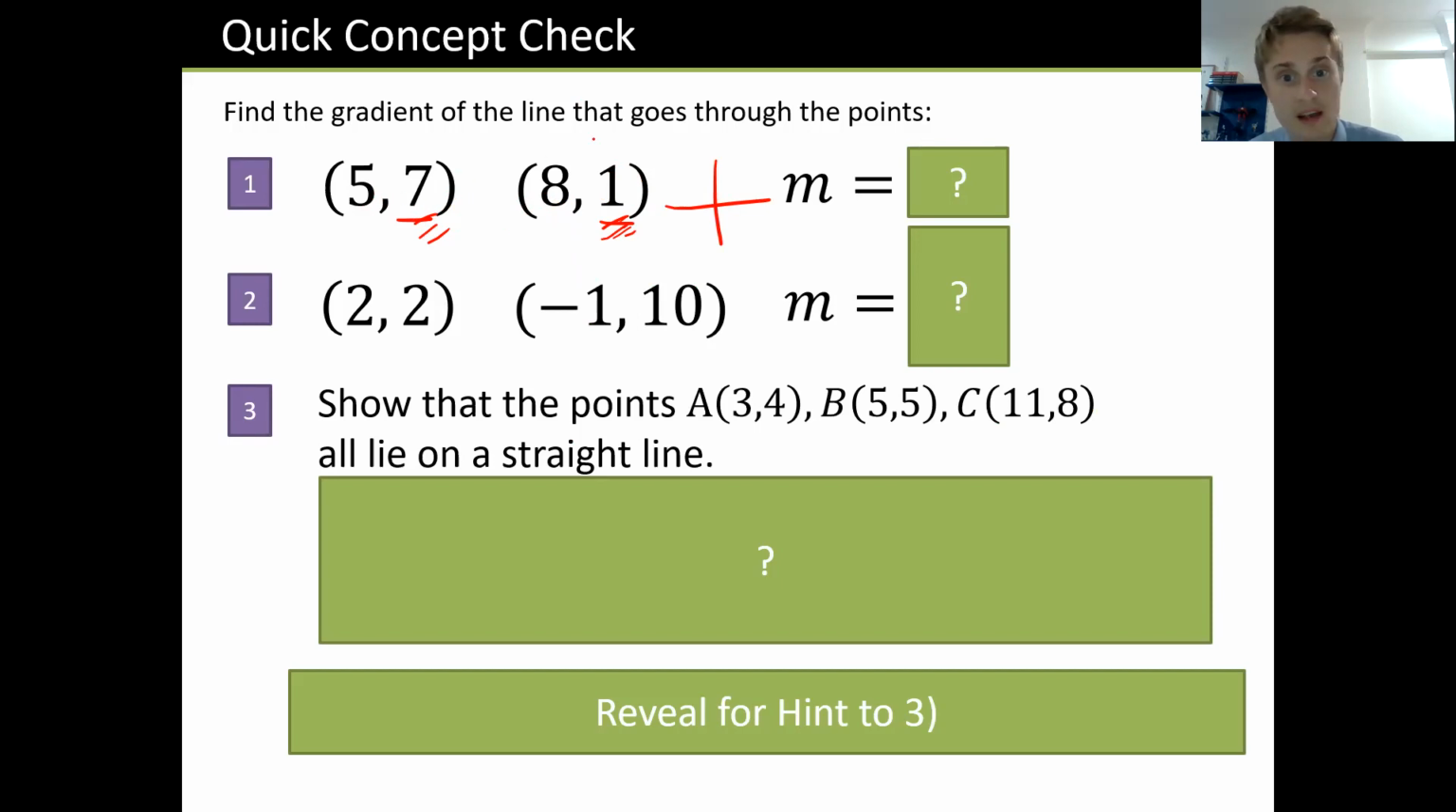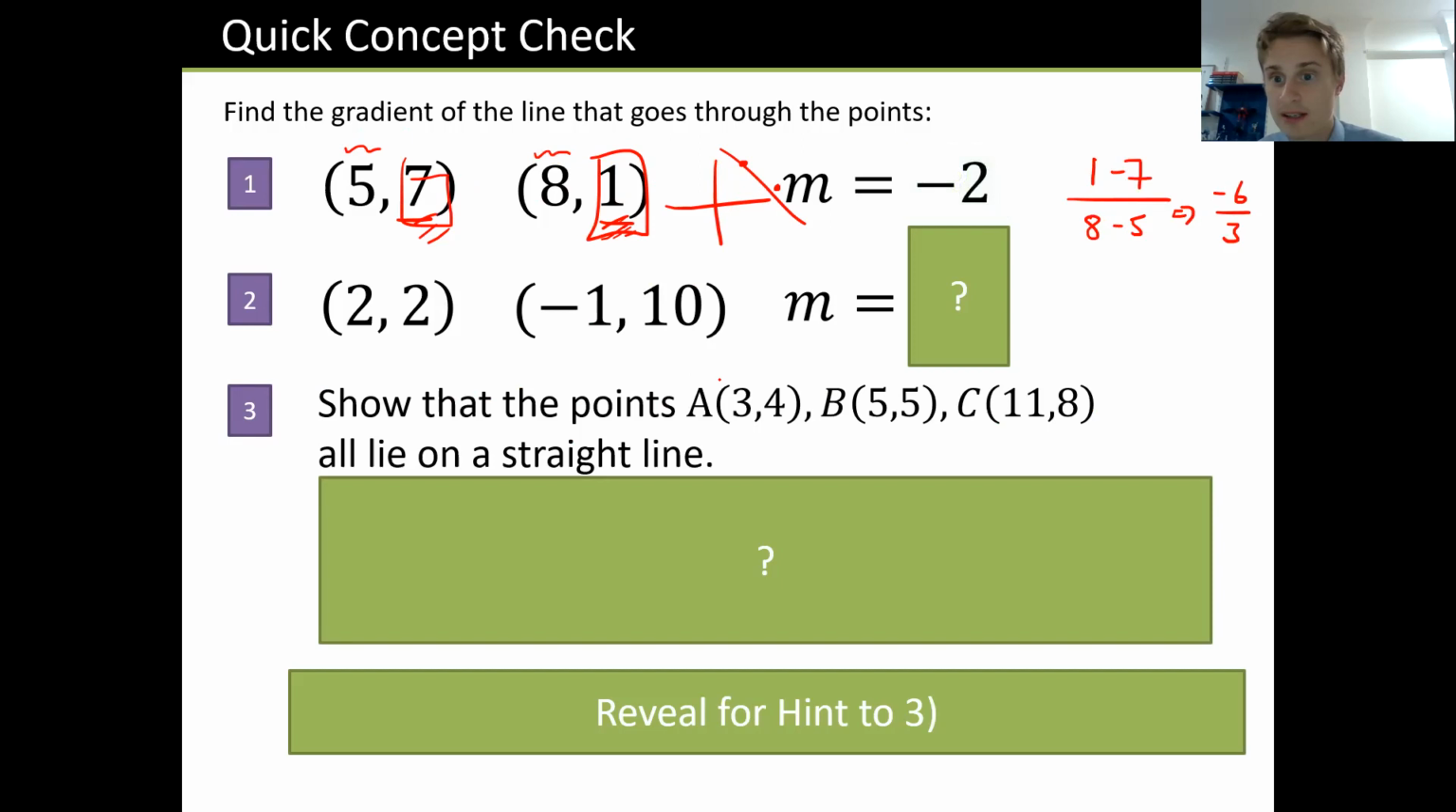What I mean by that is, let's pretend 5, 7 is over there. Where would 8, 1 be then? It would be more to the right and down. Can you see from that very basic sketch, which you are all very capable of doing in 20 seconds or less, that the gradient should be negative? Let's illustrate my point now. Let's do right minus left. So 1 minus 7, over 8 minus 5. That is the same as minus 6 over 3, so the gradient is minus 2.